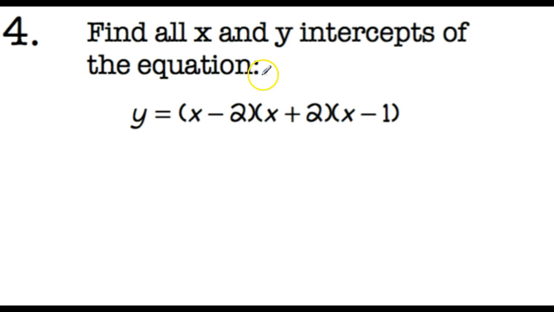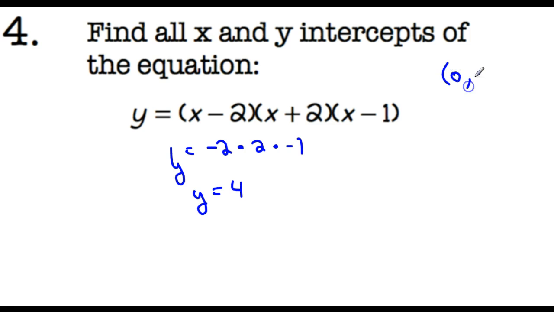Find all the x and y intercepts of this equation. So let's put 0 in for x. We get -2 times +2 times -1. That equals y. Well, -2 times 2 is -4, times -1 gives me +4. So when x is 0, y equals +4.